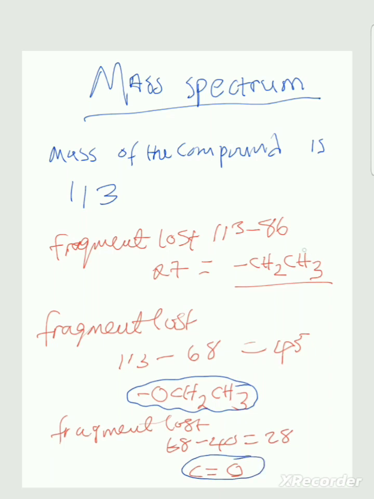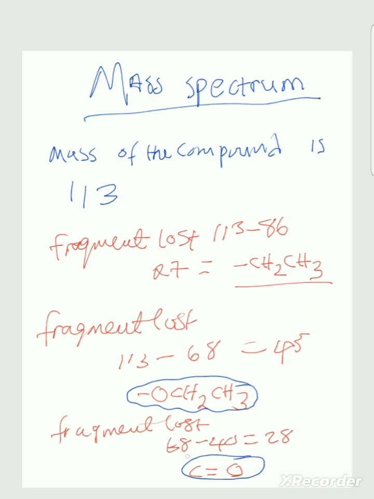Because here, remember I said this one, yes, you can get it. Then you come to O. I've just said 113 minus 68. It was 113 minus 86, which is this one, but I've extended it to see where this is connected to. 113 minus 68, then I found that this is O CH2 CH3.